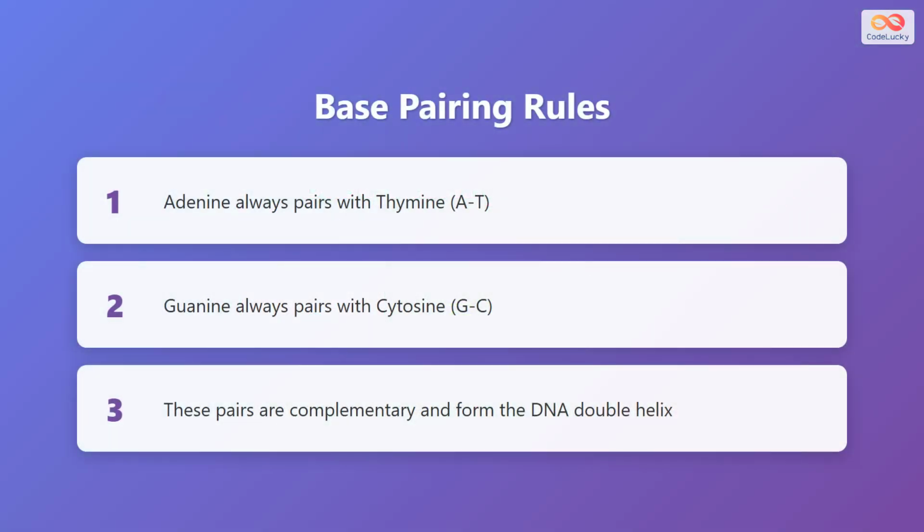Let us review the base pairing rules. Rule number 1, adenine always pairs with thymine, written as A-T. Rule number 2, guanine always pairs with cytosine, written as G-C. Rule number 3, these pairs are complementary and form the DNA double helix. This means that if you know the sequence of bases on one strand of DNA, you can determine the sequence on the other strand because of these complementary pairing rules.